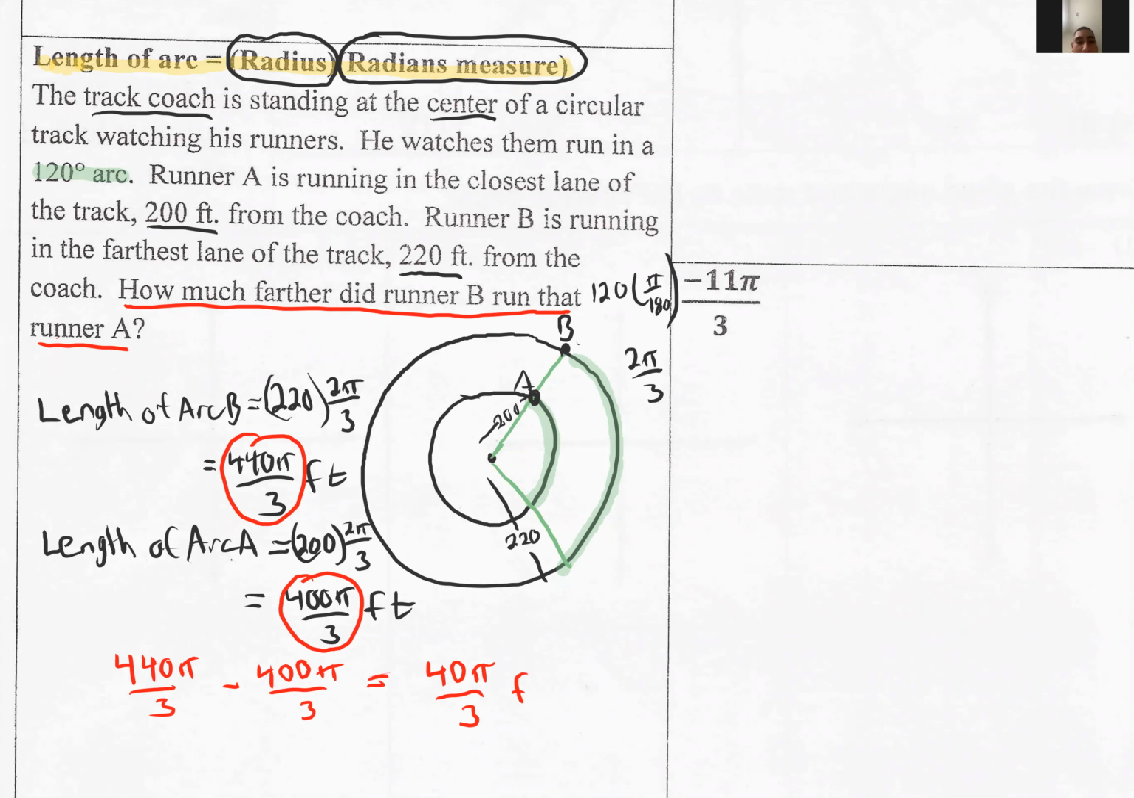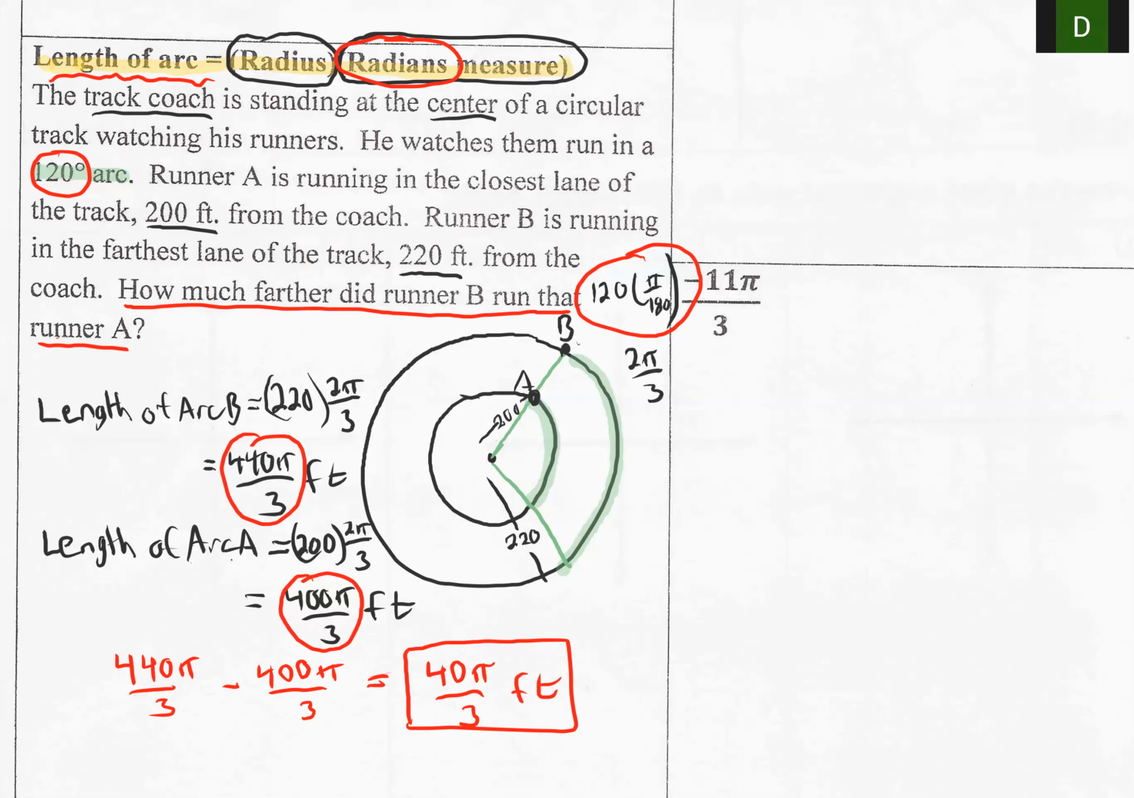Wait, sorry, where did you get the 2 pi over 3? The 2 pi over 3 came from my scratch work right here. I was converting 120 degrees to radians. To convert 120 to radians, I just multiply it by pi over 180. To use this formula for arc length, you have to be working with radians. Okay, that makes sense, thank you.